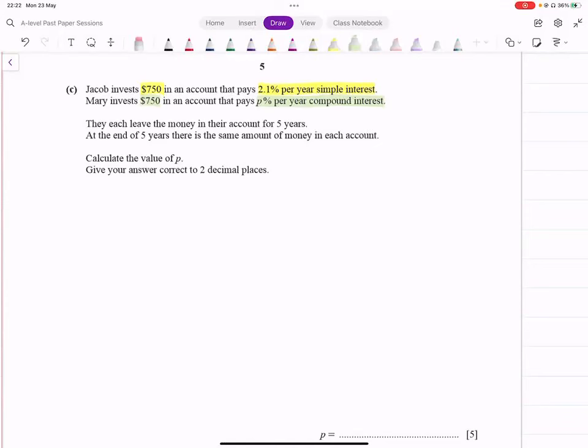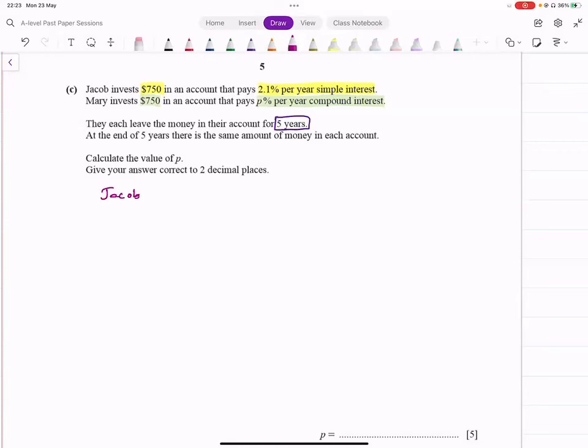So दोनों 5 years के लिए invest कर रहे हैं. At the end of 5 years, there is the same amount of money in each account. तो उन्होंने same amount invest की और 5 years के बाद जो amount इनके account के अंदर है, that is also the same. That's also equal. Now we have to calculate the value of P and we have to give our answer corrected to two decimal places. अच्छा, सबसे पहले तो हमें पता है कि after 5 years, the total amount is going to be the same in both accounts. तो हम पहले Jacob का निकाल लेते हैं because उसकी सारी information हमारे पास है.